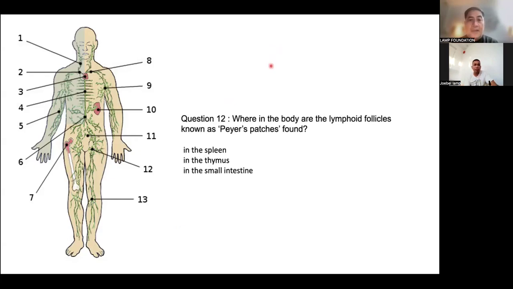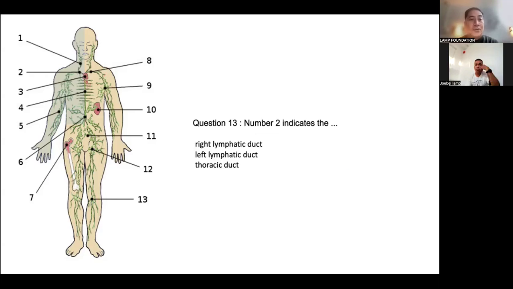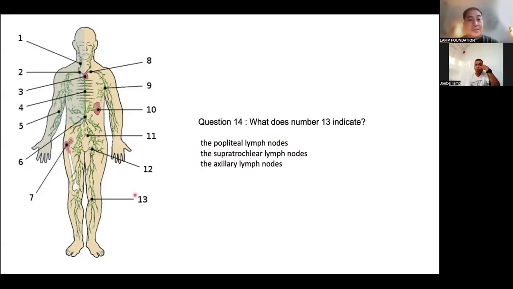Where are the cervical lymph nodes? Number 1. Where in the body are the lymphoid follicles known as Peyer's patches found? In the small intestine. Number 2 is the right lymphatic duct. What is number 13? The popliteal lymph nodes.